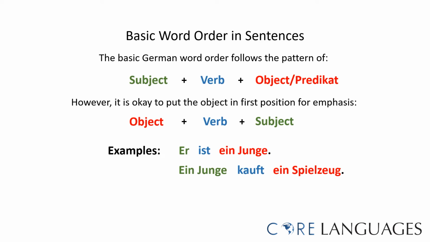But I can also put a toy to the beginning of the sentence for emphasis and say, ein Spielzeug kauft er, which, if I translated it directly, would be a toy buys he. Ein Spielzeug is the object of the sentence, kauft is the verb, and er is the subject.